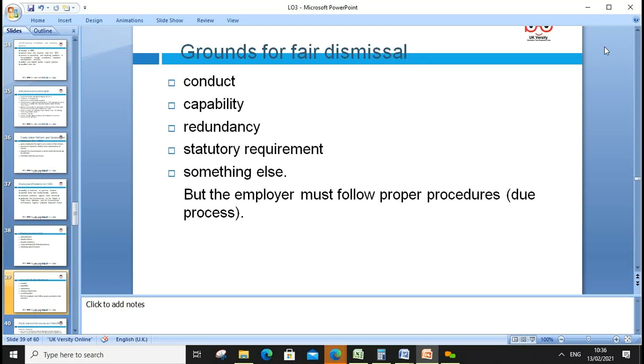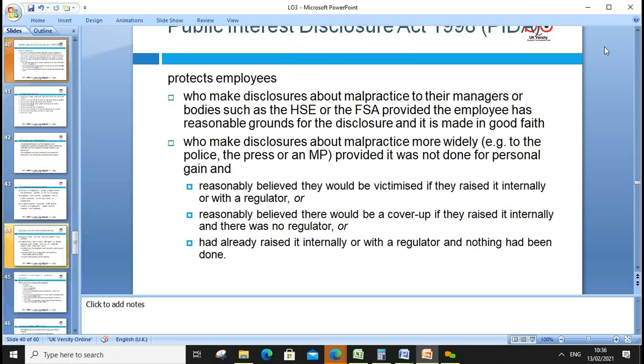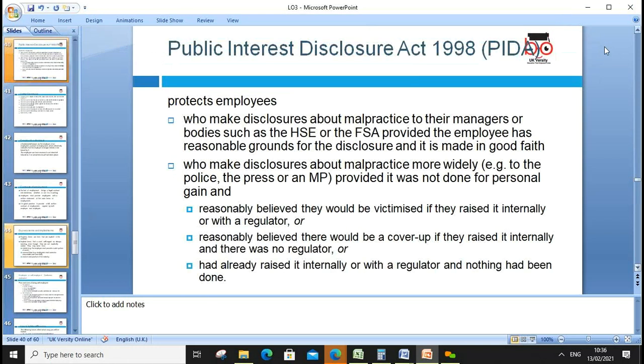That's a lot of being changed. We should provide the leaves accordingly. Okay, then we have the grounds for fair dismissal: conduct, capability, redundancy, statutory requirement, and something else, which we can look at when it happens.